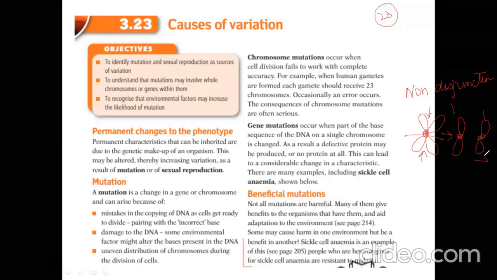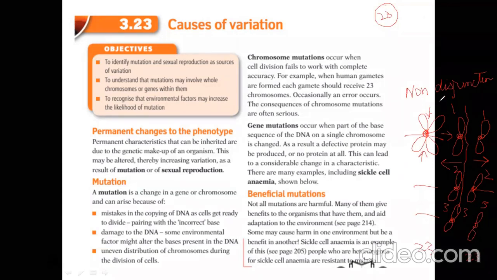One will go to one cell, another will go to the other cell. This phenomenon will happen with all the chromosomes, all 23 chromosomes. Chromosome 2, chromosome 2. Chromosome 3, chromosome 3. Am I clear? So all will move, this will go to one side, this will move to the other side. Right? So at the end, this cell will have 23 chromosomes and this one will have 23 chromosomes.